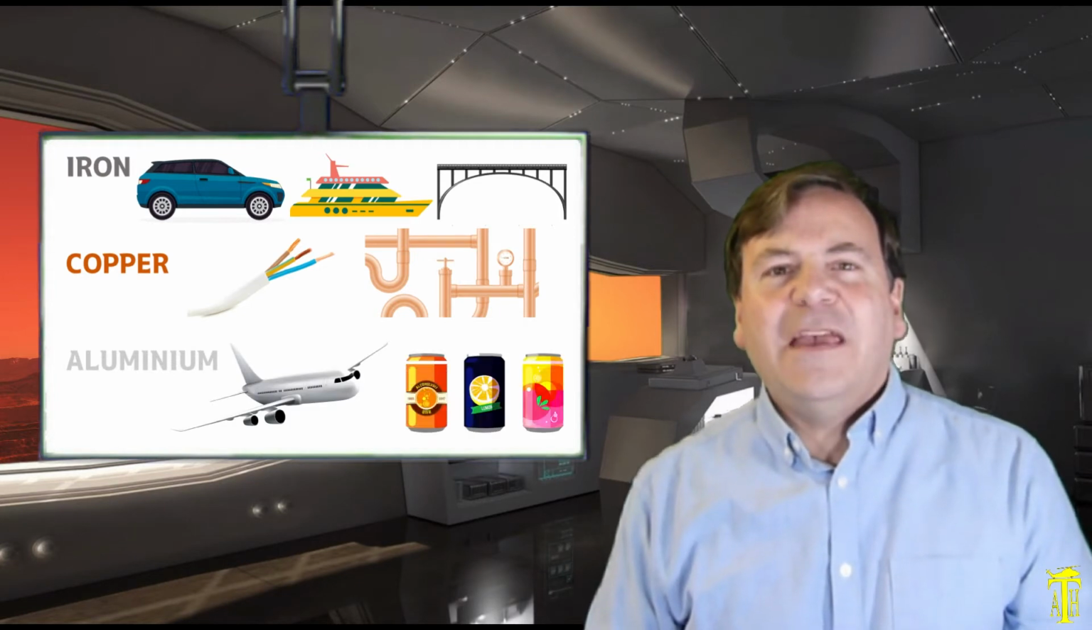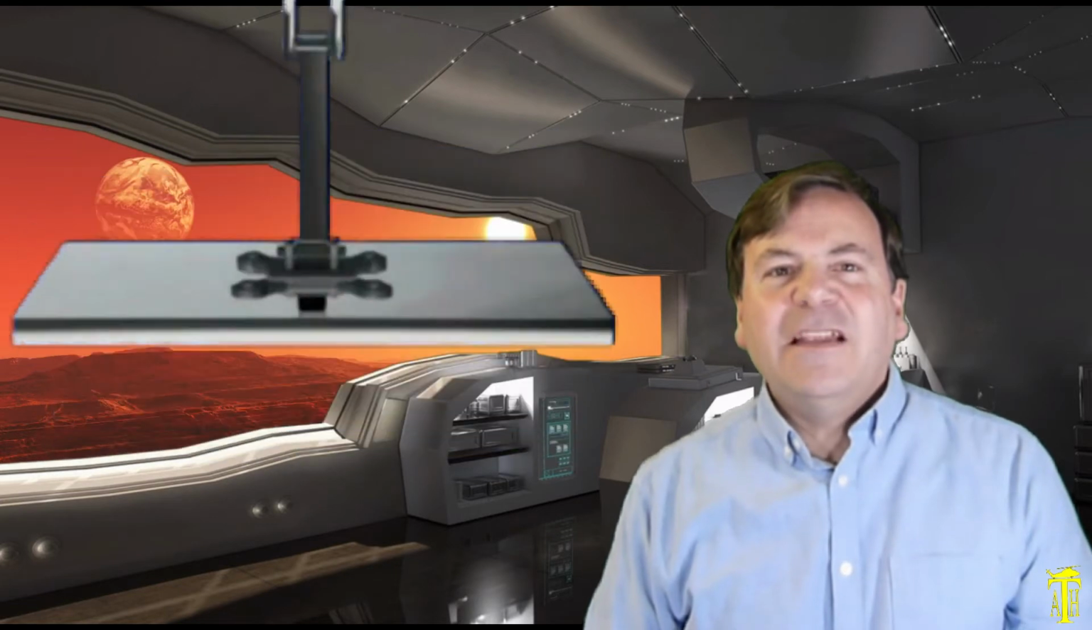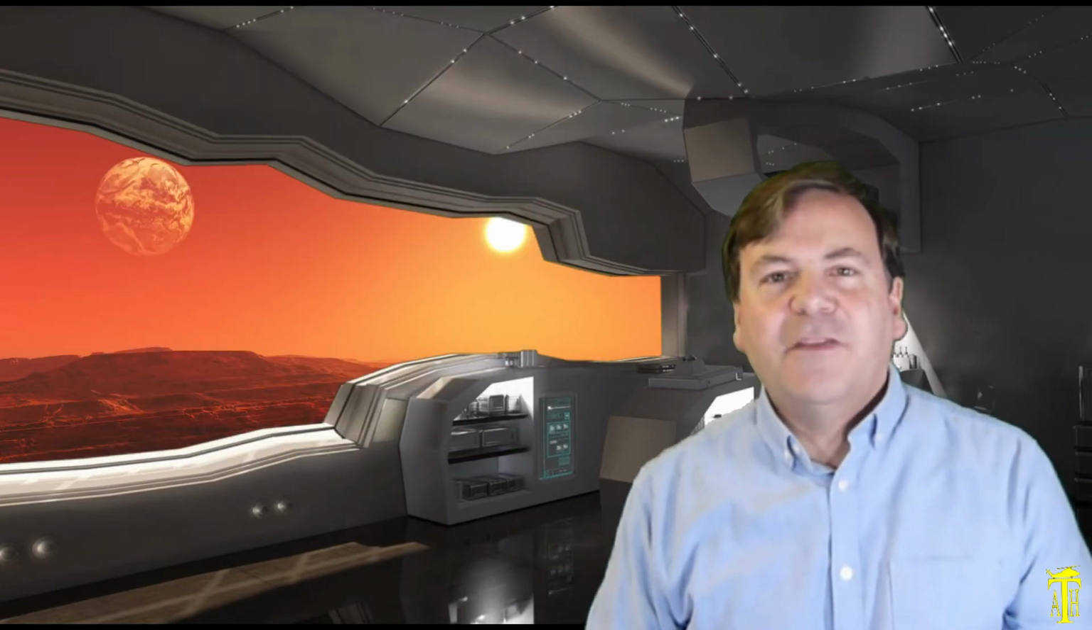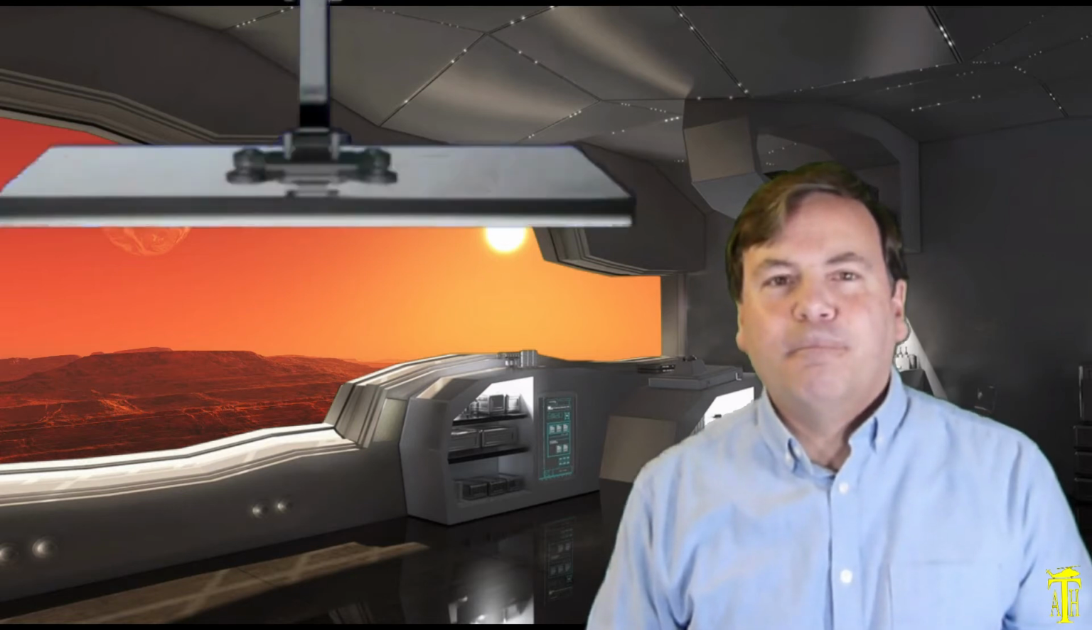So where do we get these metals from? In simple terms, we dig them out of the Earth's crust. But in a little more detail, we can split the answer into three, roughly following our three metal categories of precious metals, everyday metals, and reactive metals.